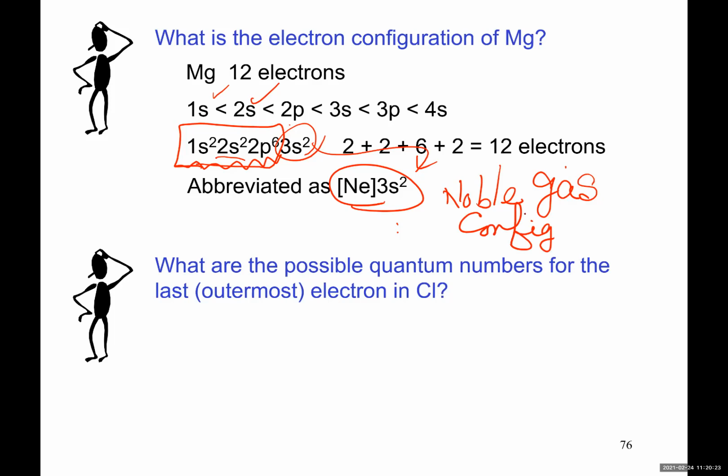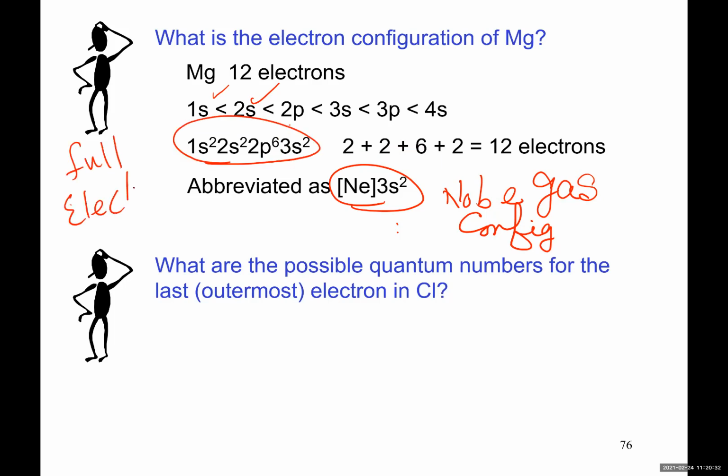So you can write the full electron configuration. This is called full electron configuration, versus shorthand noble gas configuration. Just respond to the question. What is the question asking? Respond to that. If the question is not telling you exactly which one, you have the option of doing either.